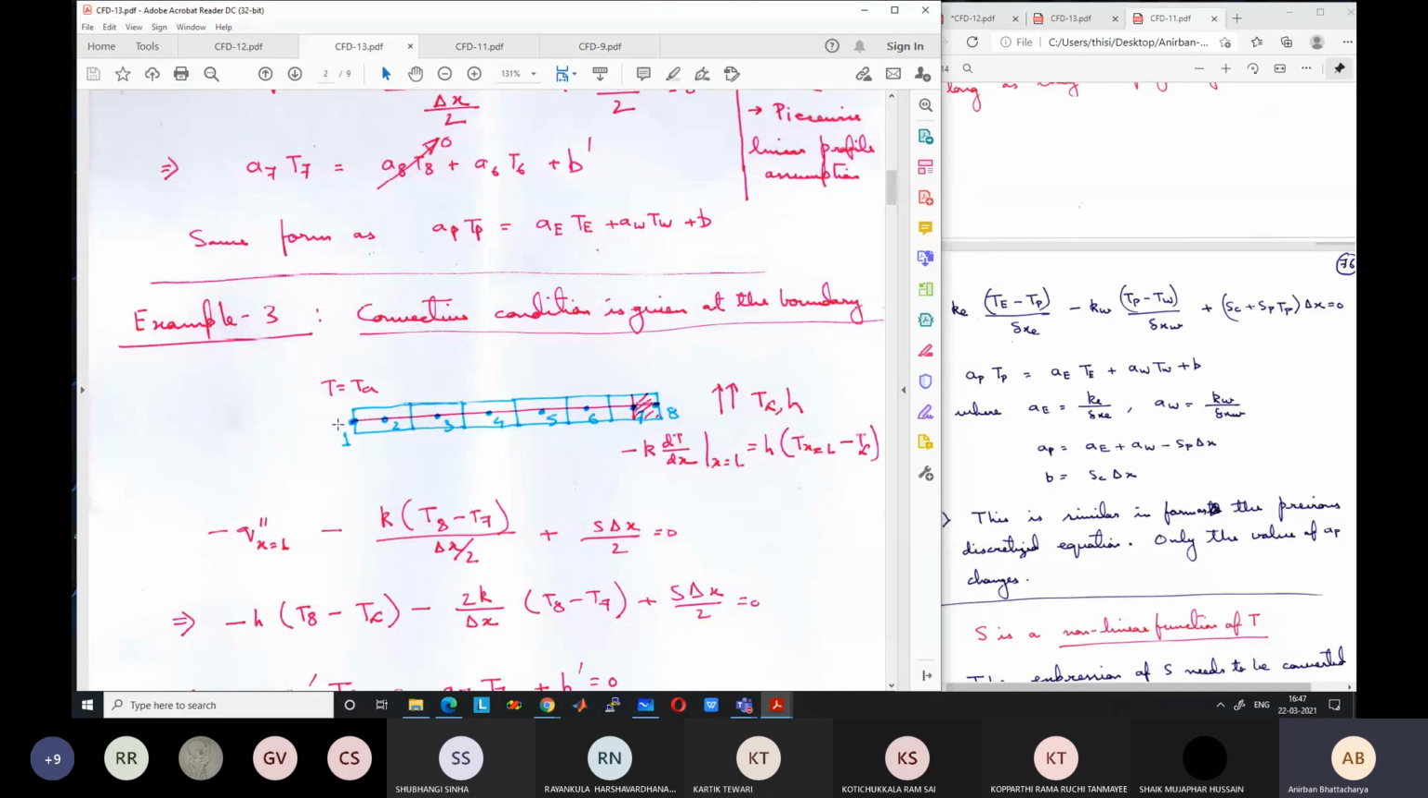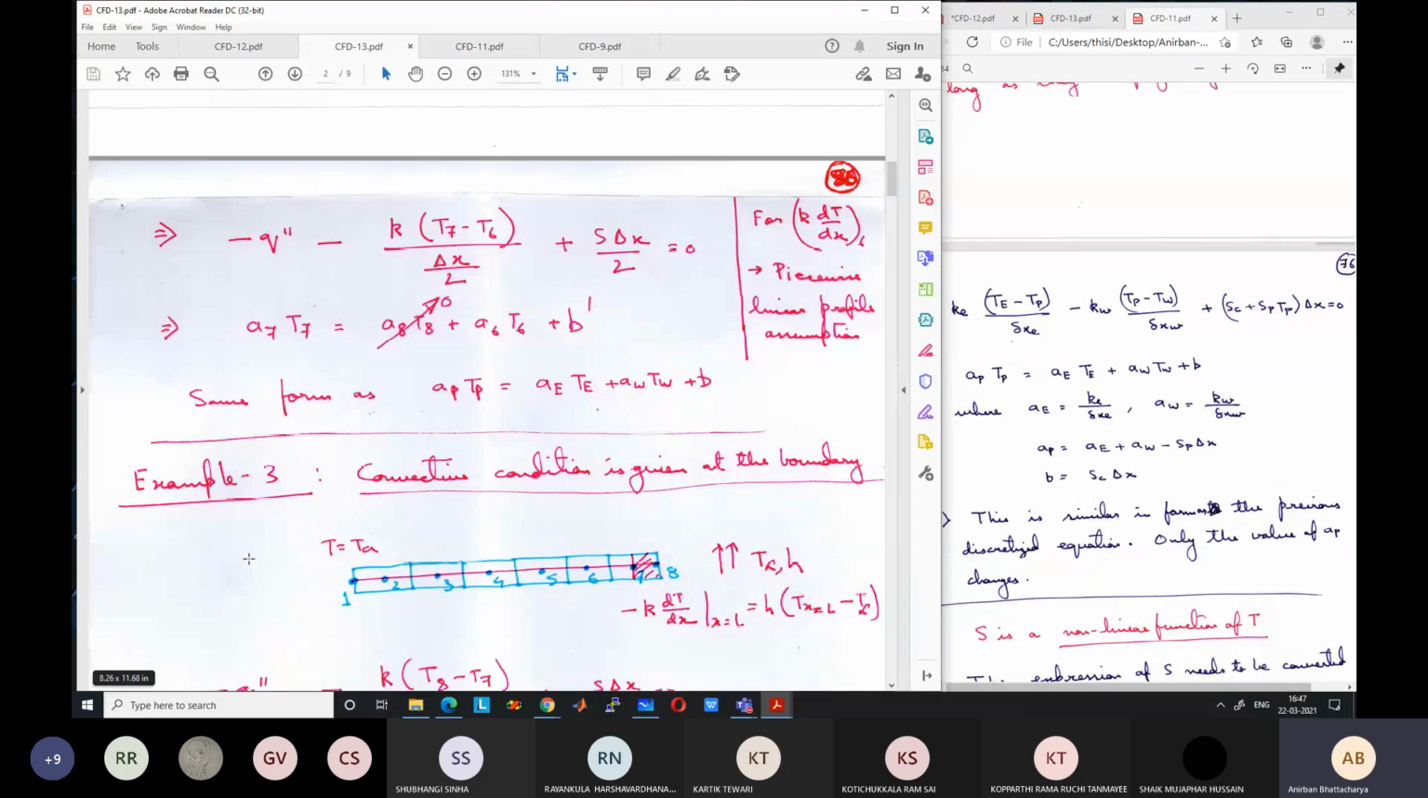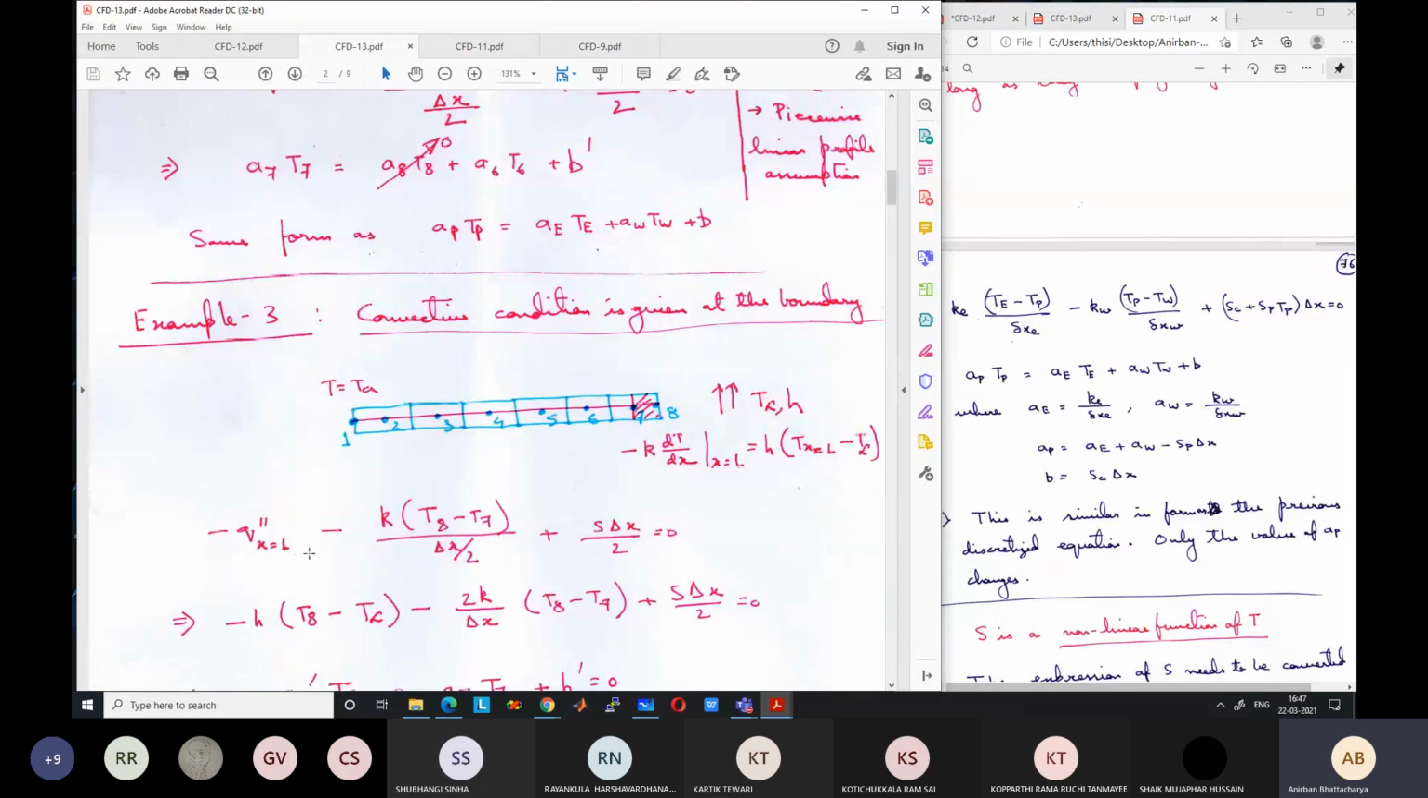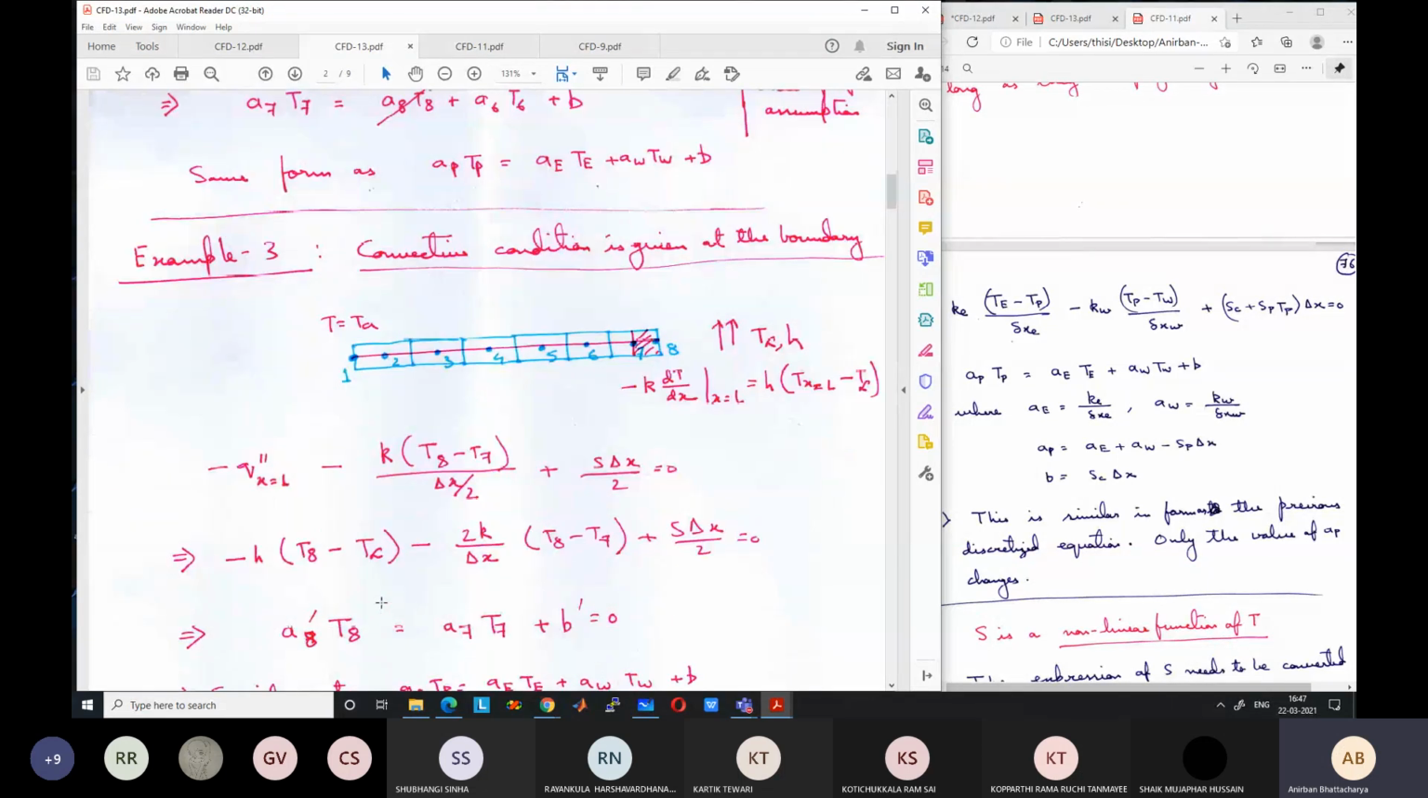Otherwise, nothing is different. So again we can write this as what we had written, minus Q double dash at x equal to L, minus K (T8 minus T7) by delta x by 2 plus S delta x by 2. So this is equal to, negative of heat flux is equal to minus h(T8 minus T infinity). T at x equal to L is T8. T infinity is given to us. It's a known parameter, outside temperature. And T8 is unknown. So minus h(T8 minus T infinity), and the rest of the terms are still there. Minus 2K by delta x, (T8 minus T7), plus S into delta x by 2.